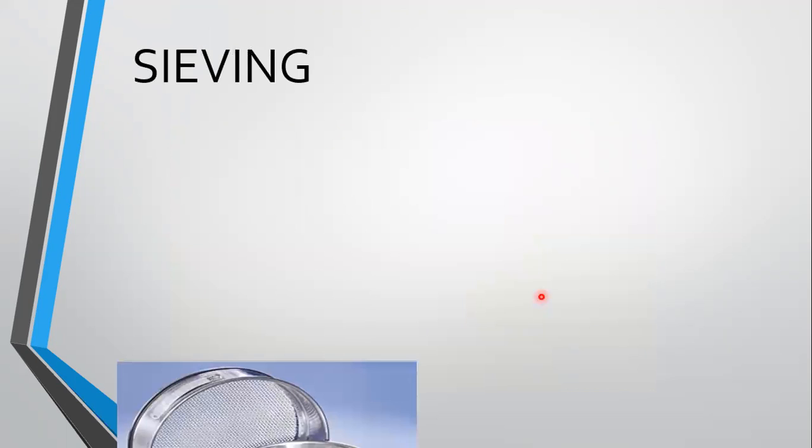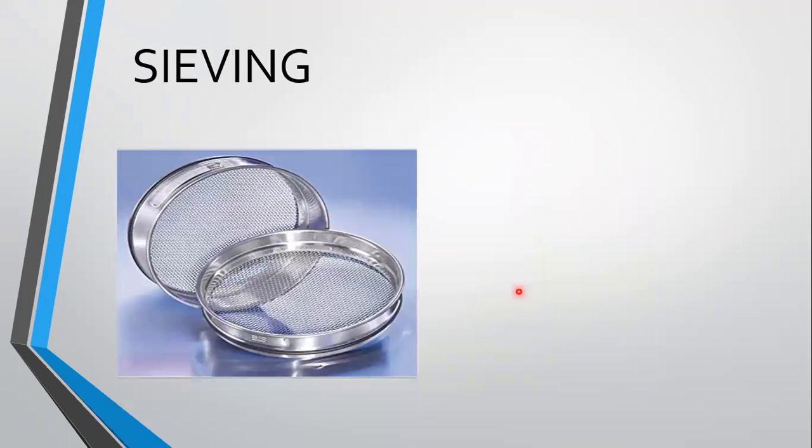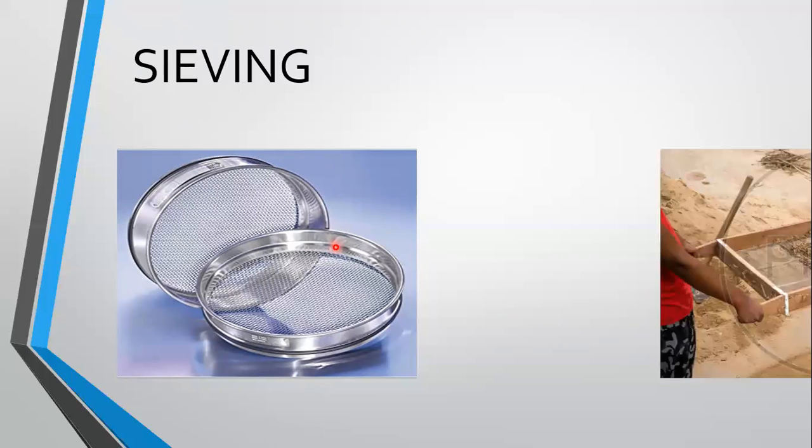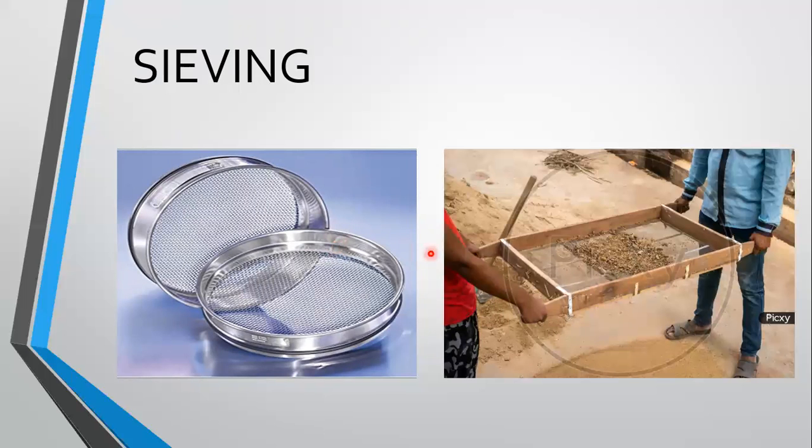Sieving. Sieving is a method of separating components of different sizes in a mixture using a sieve. A sieve is a mesh fixed tightly in a frame. Sieves are commonly used in the kitchen to separate unwanted impurities from wheat flour. A huge sieve is used at construction sites to separate sand and gravel.